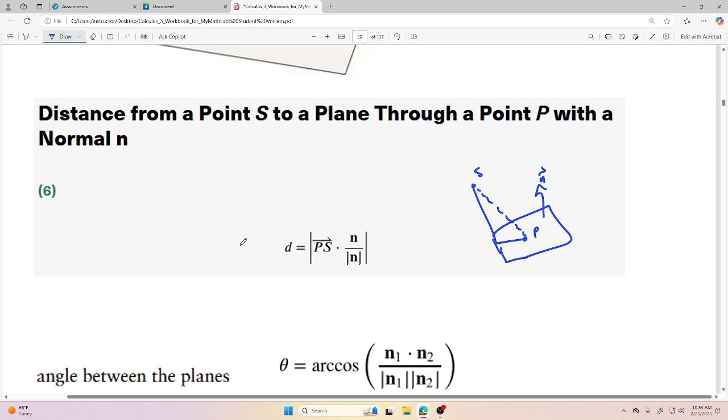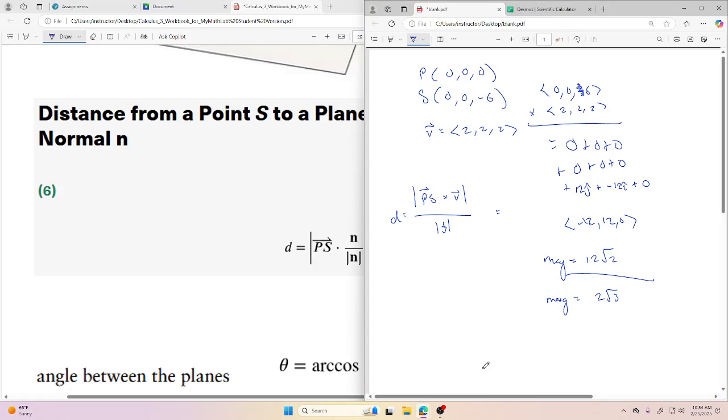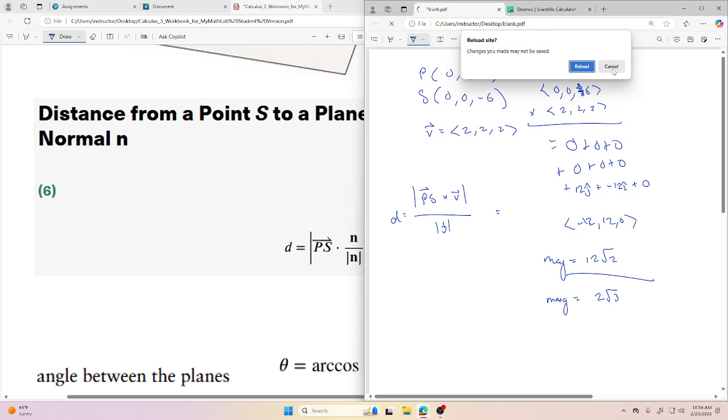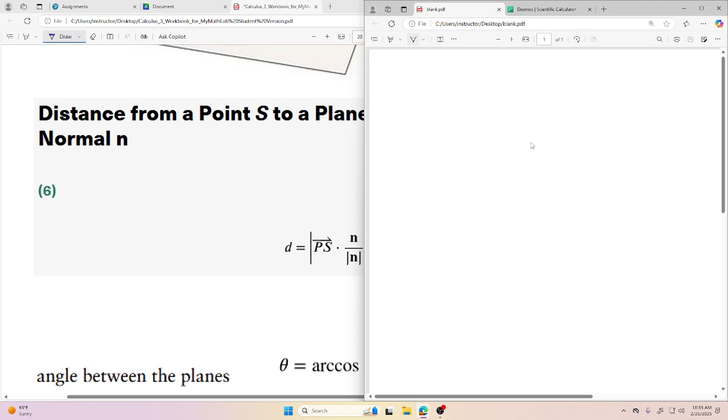Formula, do it. Same style. So PS dot N over magnitude N. I'm going to rewrite it. I know that y'all are all writing it. I'm going to rewrite it too. Okay, hold on. Clear this guy out. Reload. So we got PS dot N over magnitude of N.